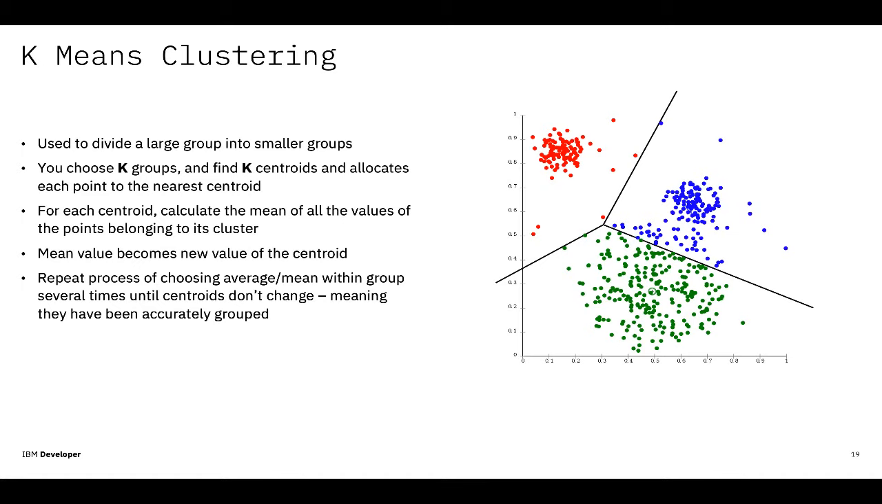So another algorithm that's very popular is k-means clustering. This is a different kind of algorithm, and I picked this because it is a clustering algorithm, which is really different from finding a line of best fit. So you would use this for different kinds of data.